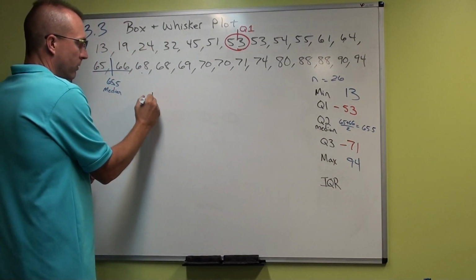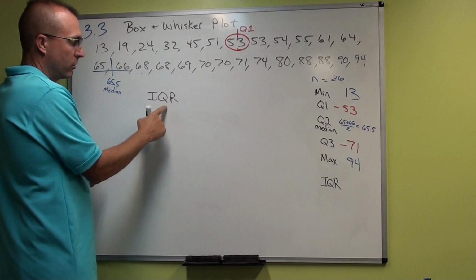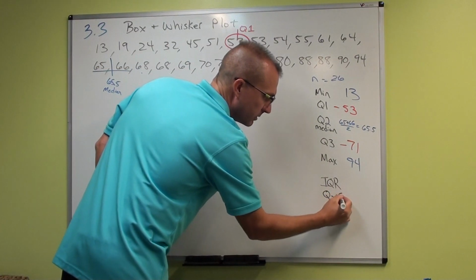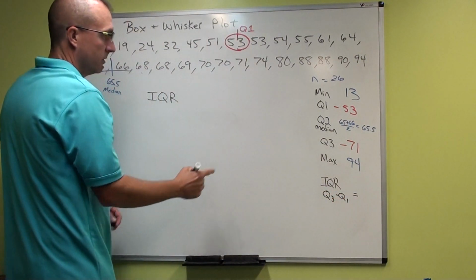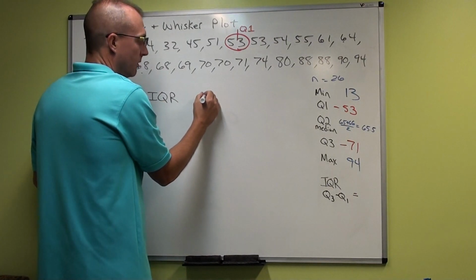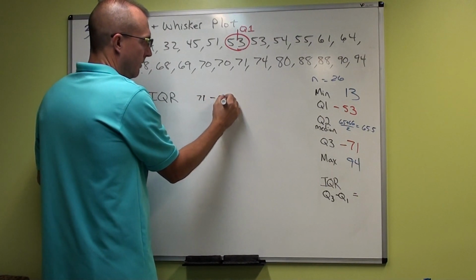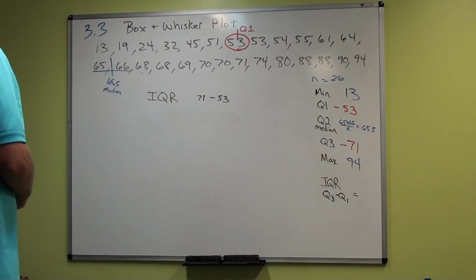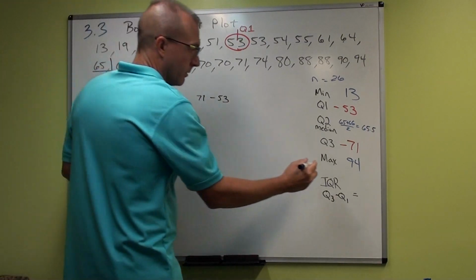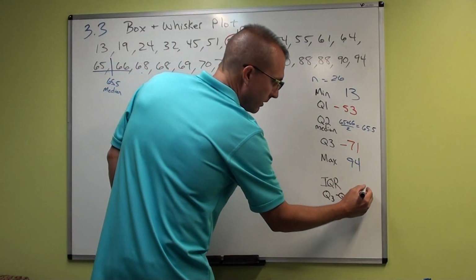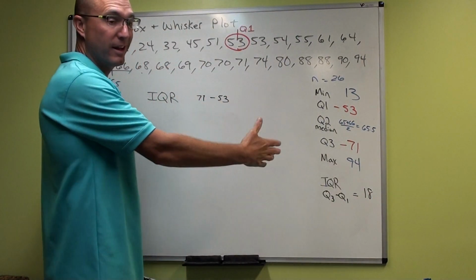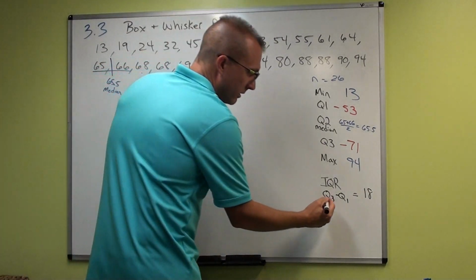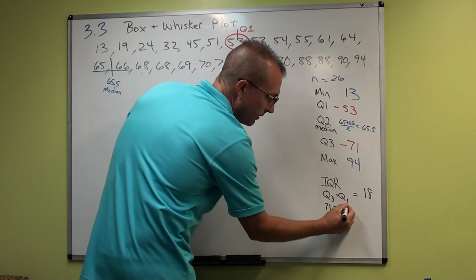If you remember, your interquartile range is, I'll write it here too, Q3 minus Q1. So it's right here. Q3 is 71 minus 53. So when you calculate that, your interquartile range should be 18. Alright, so I write that over here. 18. Because you're going to need that in a minute. Alright, I'm going to get rid of it over here. So if you need it, it was 71 minus 53.